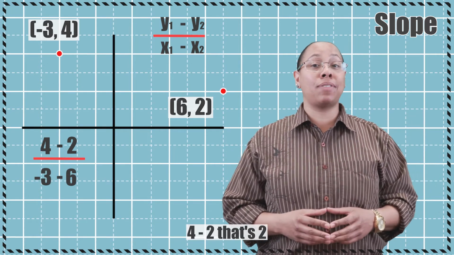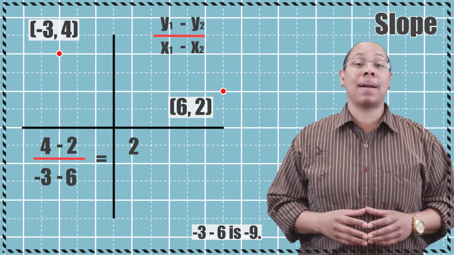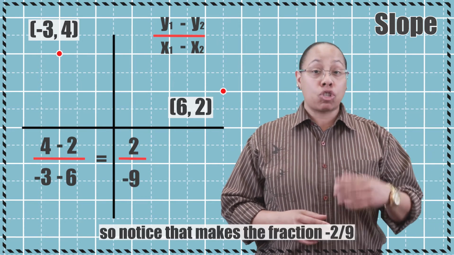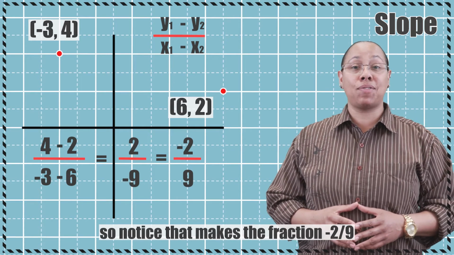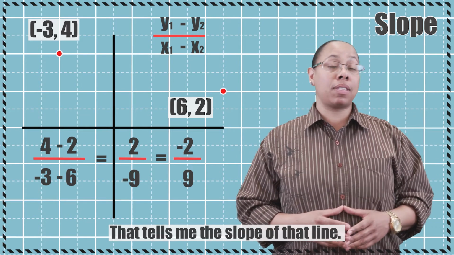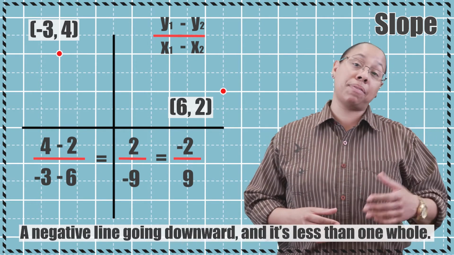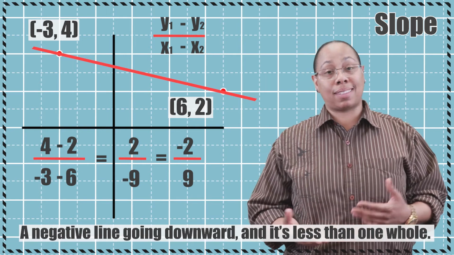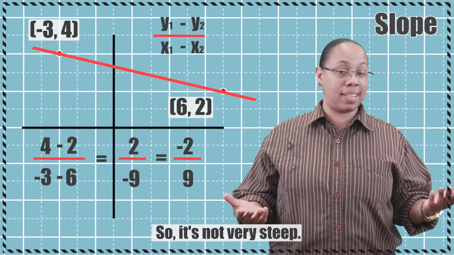So 4 minus 2, that's 2. -3 minus 6 is -9. So notice that makes the fraction -2/9. So that tells me the slope of that line. It's a negative line, it's going downward. It's less than 1 whole, so it's not very steep.